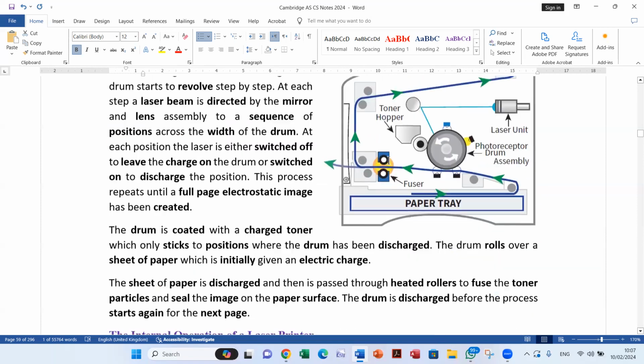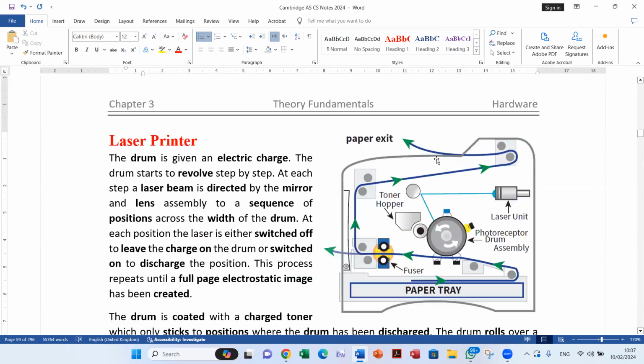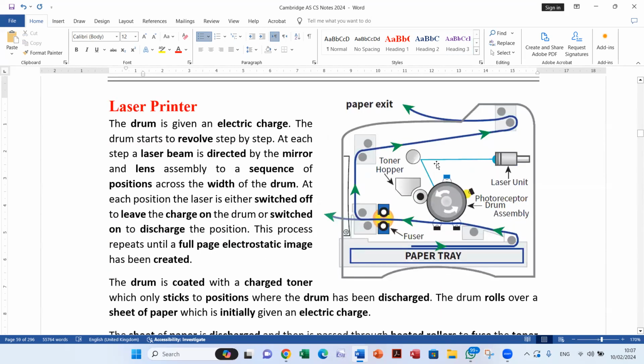Okay, so the internal operation of a laser printer, this is a repetition of what I have said. However, it is just copied from a mark scheme. The revolving drum is initially given an electric charge. A laser beam bounces off a moving mirror. So you may have some other bits of information from this.